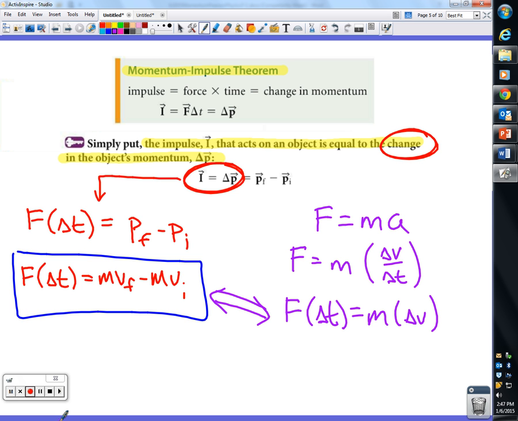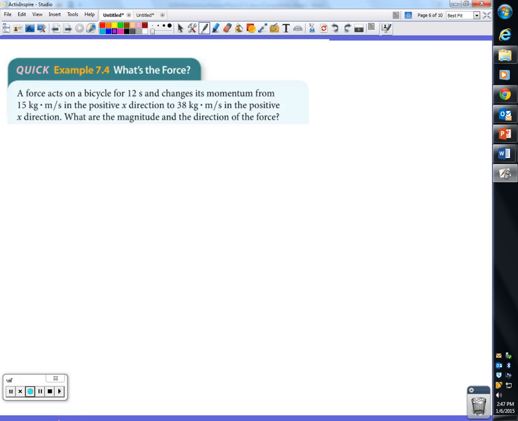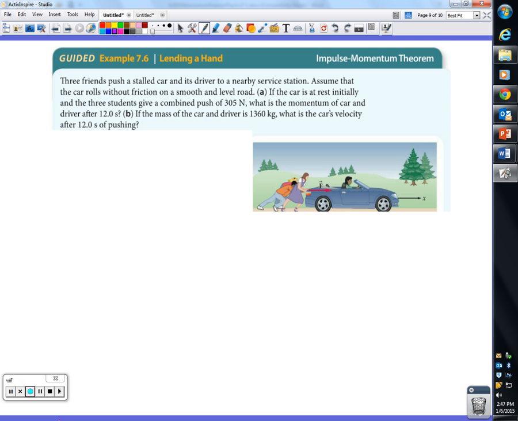All right. Let's take a look at the front of page 2, or like page 3 of your packet. Example 7.6, lending a hand. So it says, 3 friends push a stalled car and its driver to a nearby service station. Assume the car rolls without friction on a smooth and level road. If the car is at rest initially and the 3 students give a combined push of 305 newtons, what is the momentum of the car and the driver after 12 seconds?